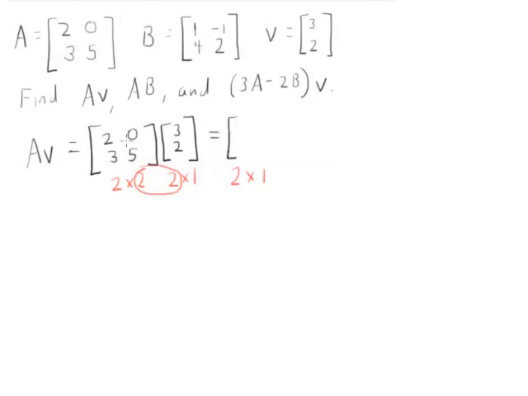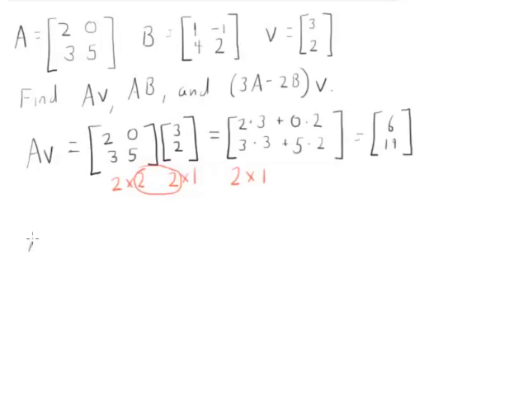Well, what we want to do is take the dot product of the first row with this column. In other words, 2 times 3 plus 0 times 2. And for the second entry, we want 3 times 3 plus 5 times 2, the dot product of the second row with that column. So that is 6, 19.